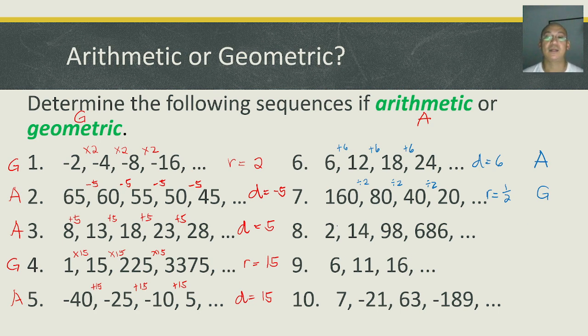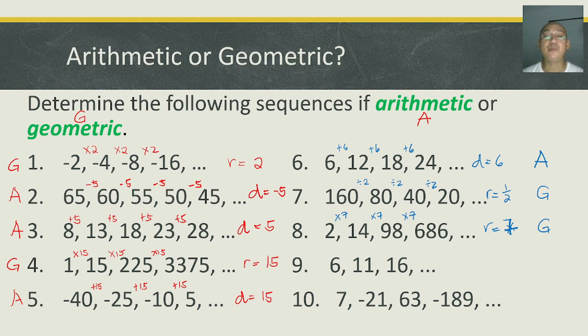Number 8: 2, 14, 98, 686. We are multiplying by 7 in each of every term. So therefore, we have the common ratio of 7 as we are multiplying. As we are multiplying, this is a geometric sequence.